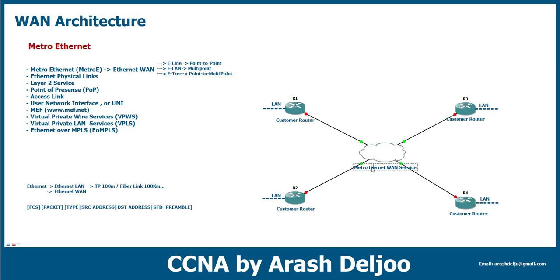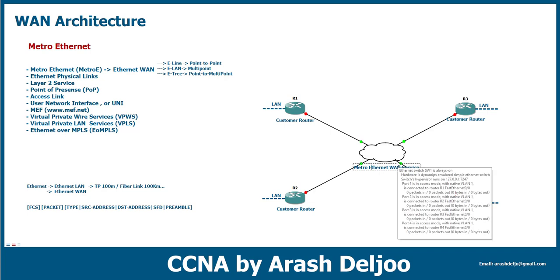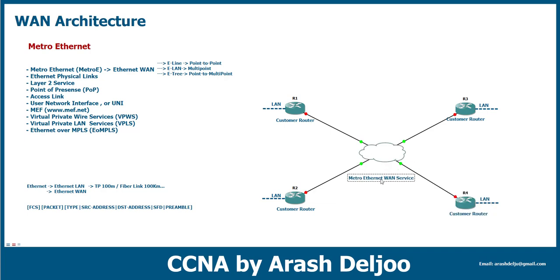This is the Metro Ethernet WAN service provider. And after that, as you can see here, we have only one link between R1 and also R2 and the service provider. Let me explain some of the details about these links. Look at here. This link, in most cases, is one fiber Ethernet link.